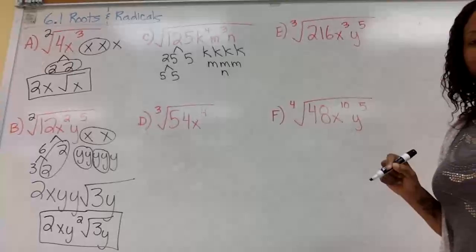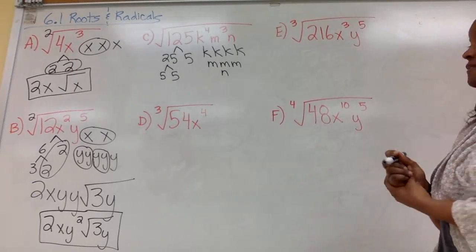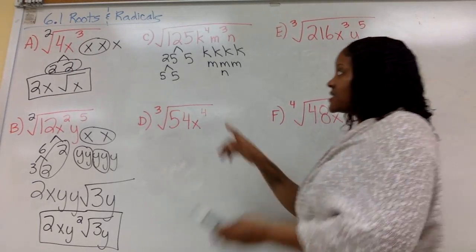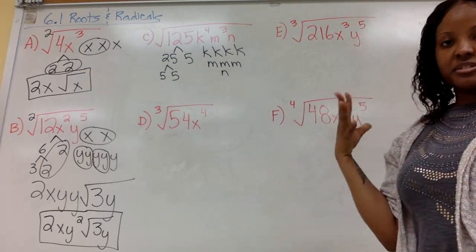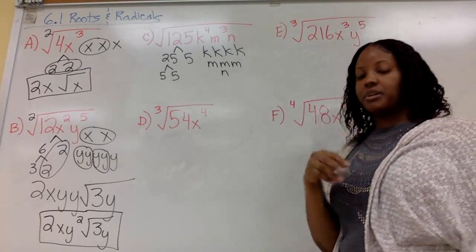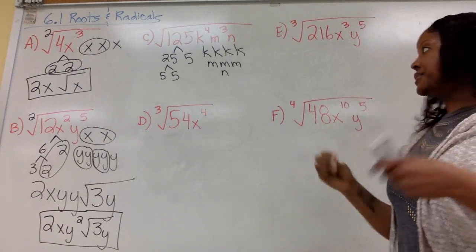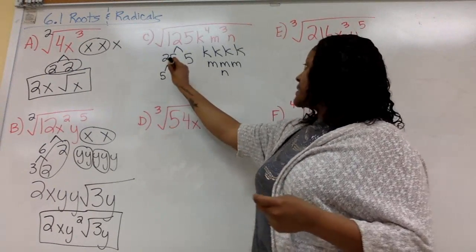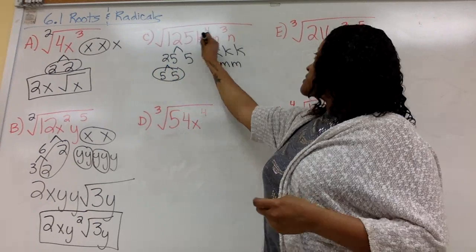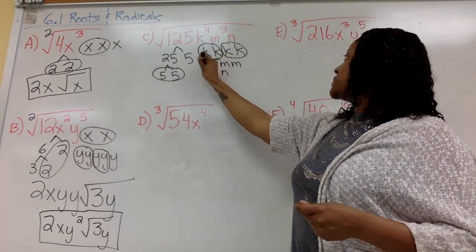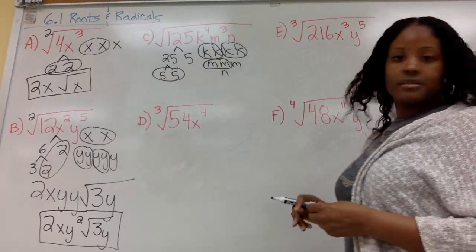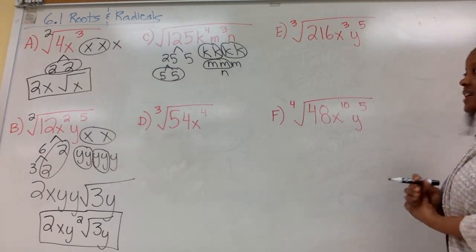So the variable tells you how many times that you can list out your variable. My index on the outside is the number 2. So I'm not going to write that this time. It's understood to be there, but I'm looking for pairs. I'm looking for 2 of the same number or variable. So I got 2 5's, 2 K's, 2 K's, 2 M's, and that's it. So those are all my pairs that I have.